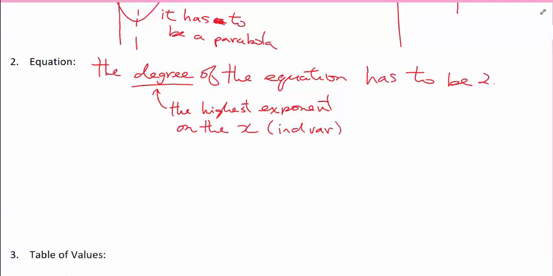Okay, so the highest exponent on the x or the independent variable. So, I mean, you could have different letters, but usually we talk about the x. So if x is squared, then that's what? Quadratic, right? So let me give you some examples of quadratics.